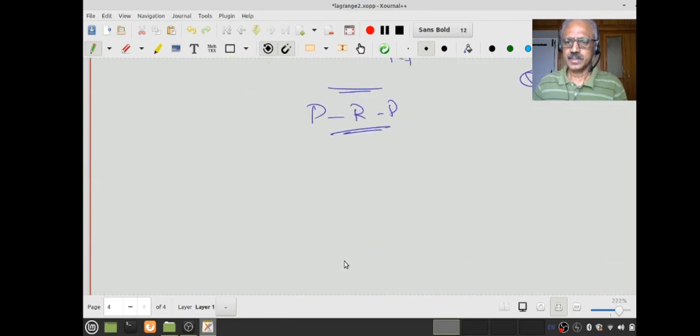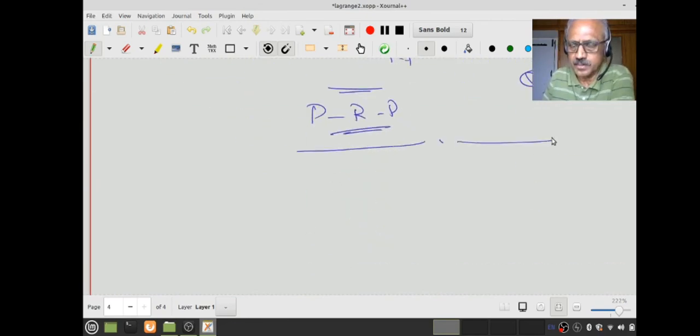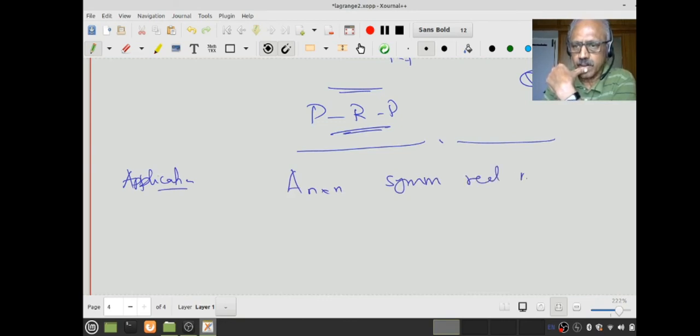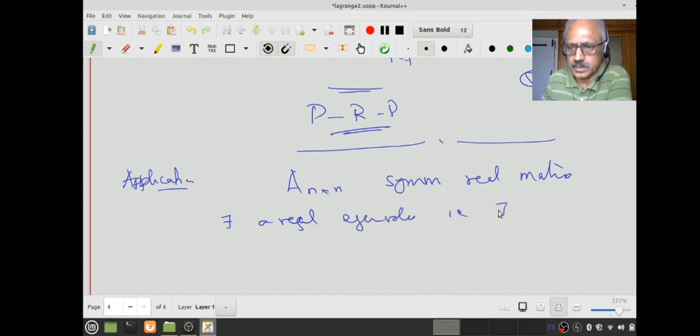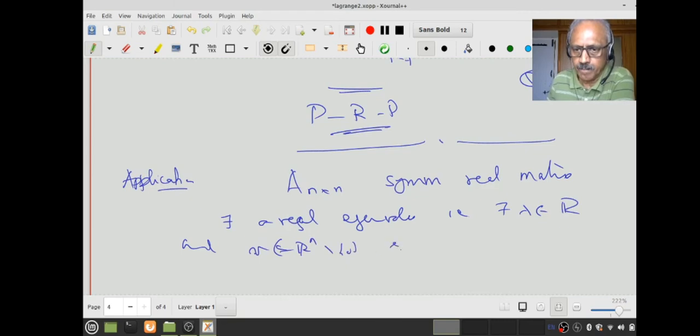Okay, right. Now, since I have time, let me give a nice application, my favorite application. Suppose A is an n cross n symmetric real matrix. What I want to prove is that there exists a real eigenvalue. That is, there exists lambda in R and a non-zero vector v in Rn so that Av equals lambda times v.